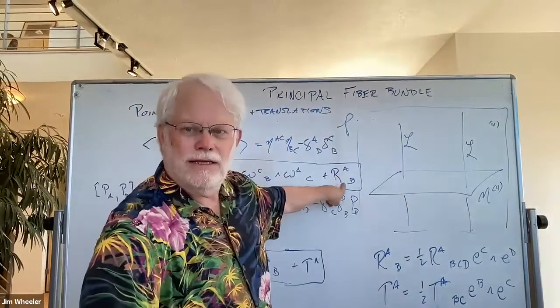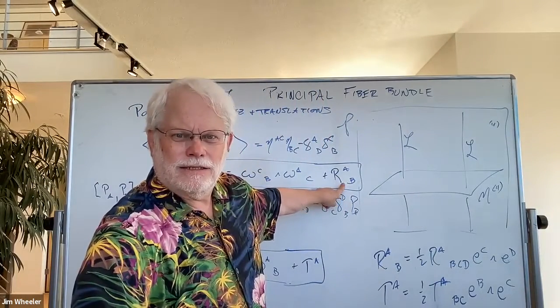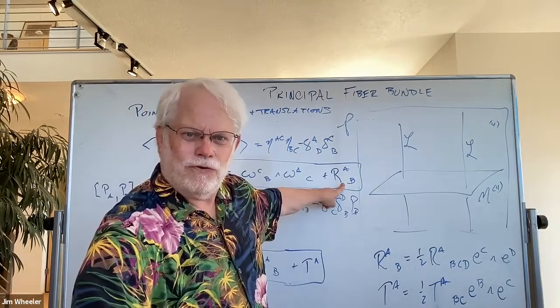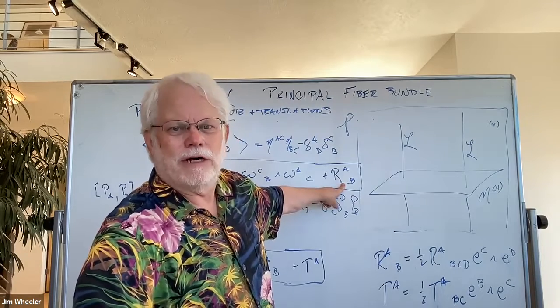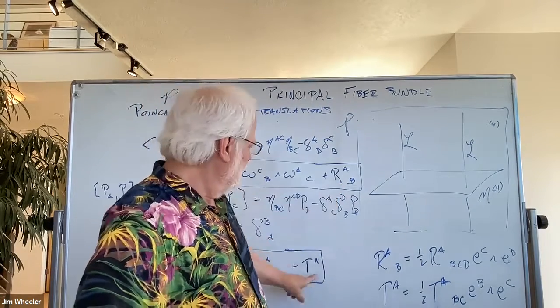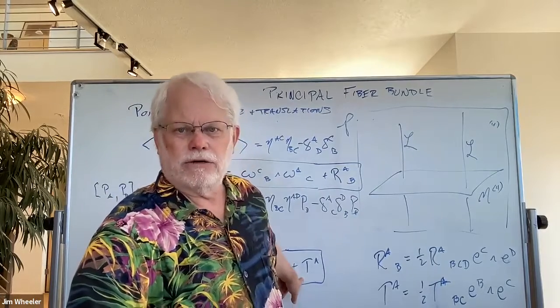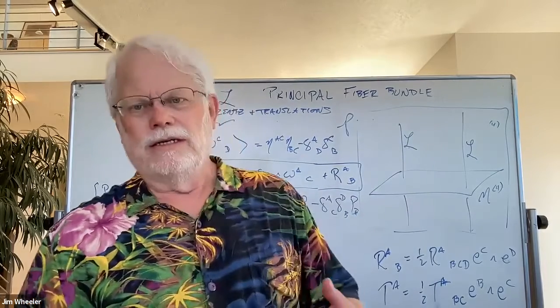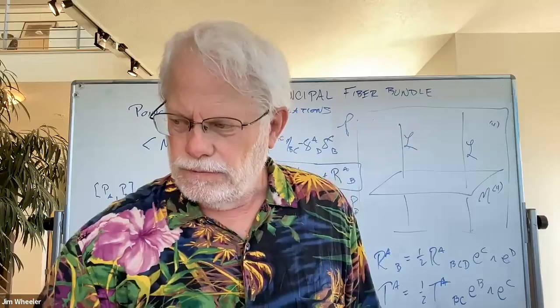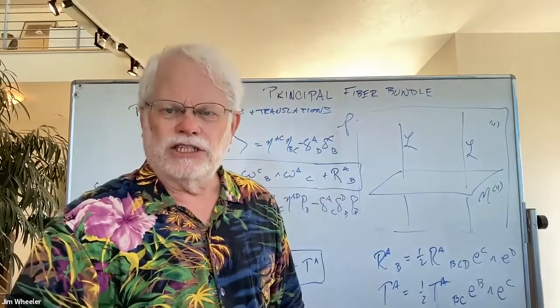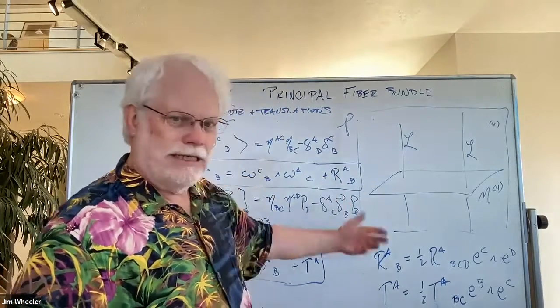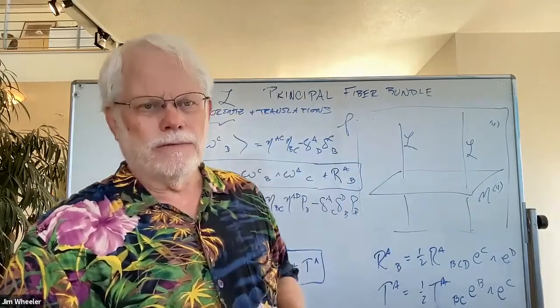This 2 form is called the Riemannian curvature 2 form. This is the Riemannian curvature. This T is the torsion. Often in GR, that's taken to be 0. And you can show that for a wide range of Lagrangians that T equals 0 is a valid solution.